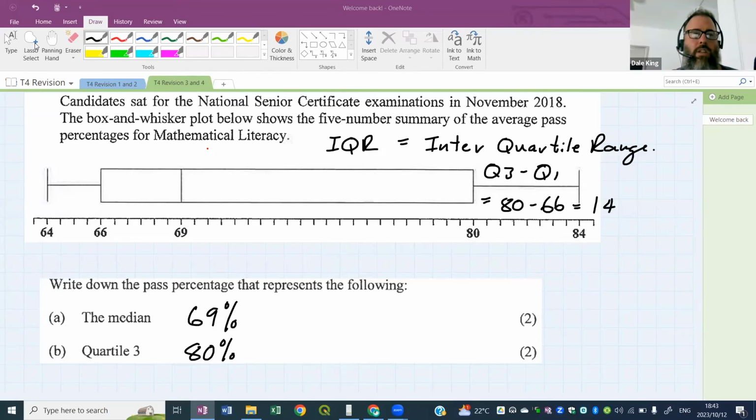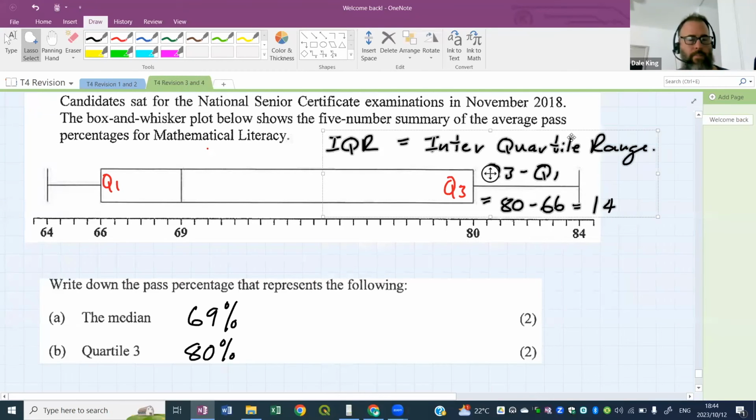All right. So the interquartile range is exactly what it sounds like. It's the range between the quartiles. Where are the quartiles? We've got Q1 here on the left. We've got Q3 here on the right. I need the range between them. So it's the biggest one minus the smallest one, 80 minus 66, and it equals 14. Nice and easy. All right. We hope we get questions like this in the exam because they're actually not too bad.